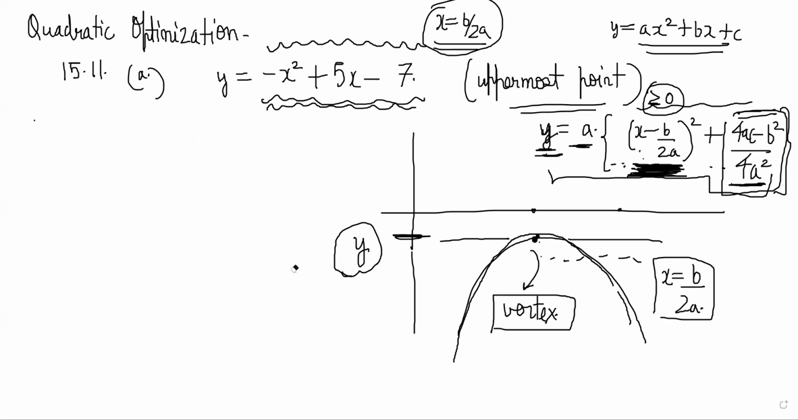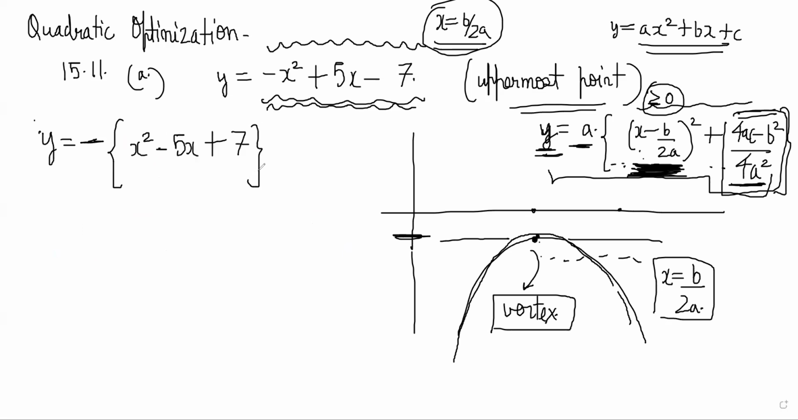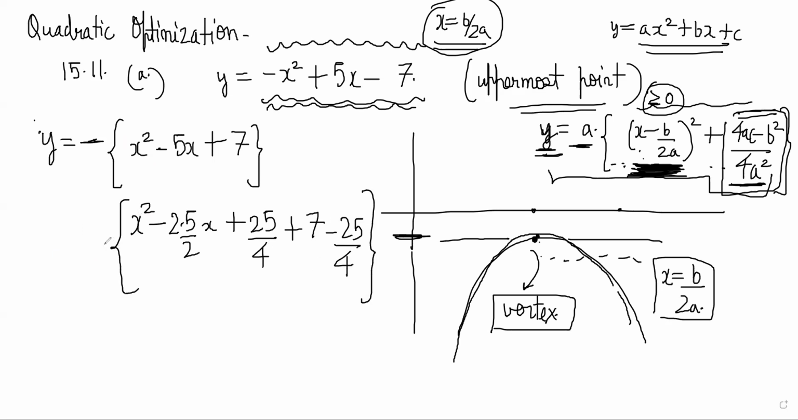Now what we will do here is confirm that that happens. In order to confirm that, I will say y is equal to minus, I can write it as x squared minus 5x plus 7, right? And now I'll complete the square: x squared minus 2 times 5 by 2 x plus 25 by 4, plus 7 minus 25 by 4. This is my stuff inside and there is a minus sign outside, right?